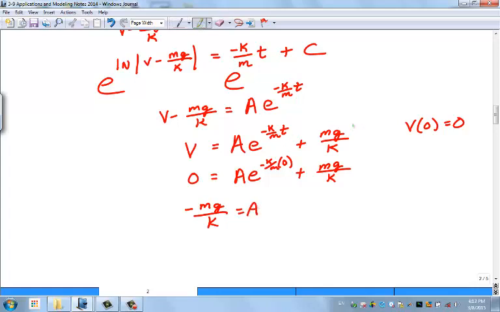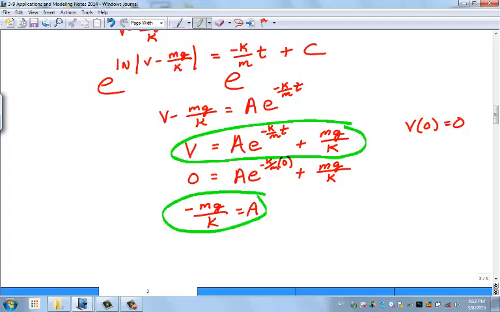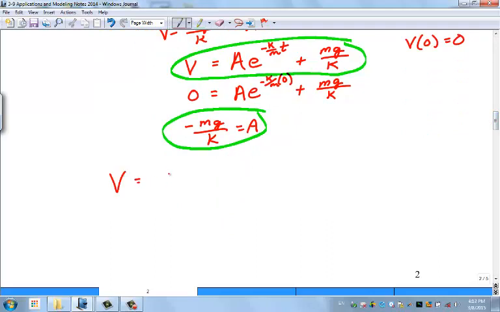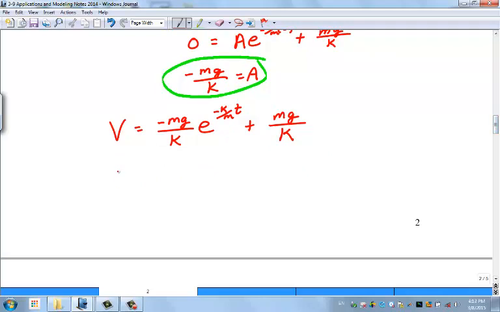So we take those two pieces of information, this solution here, this constant here, and we finish up. So we get v equals negative mg over k e to the negative k over m times t plus mg over k. So that actually ends up being v equals, I'm just going to factor out an mg over k, times, and I'm just going to switch these two, 1 minus e to the negative kt over m.